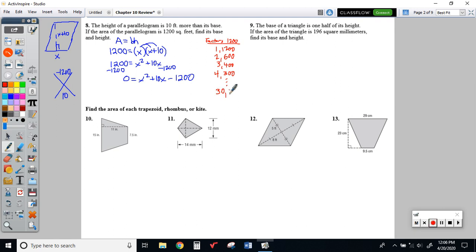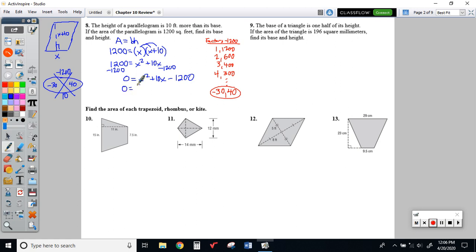I'm noticing 3 times 4 is 12, and I add a 0 to both of those. That one's going to have a difference of 10. That's what we need it to be, and we need it to be factors of negative 1200, and we need a positive sum. So negative 30 plus 40 would be positive 10. Negative 30 times 40 would be negative 1200. So that is exactly the combination we are looking for.